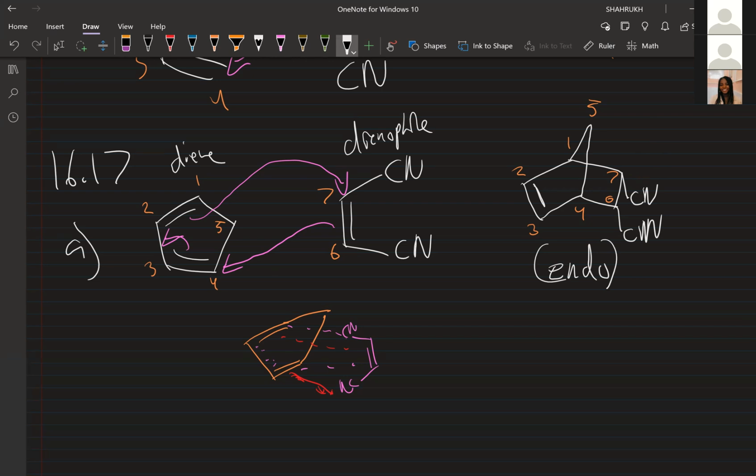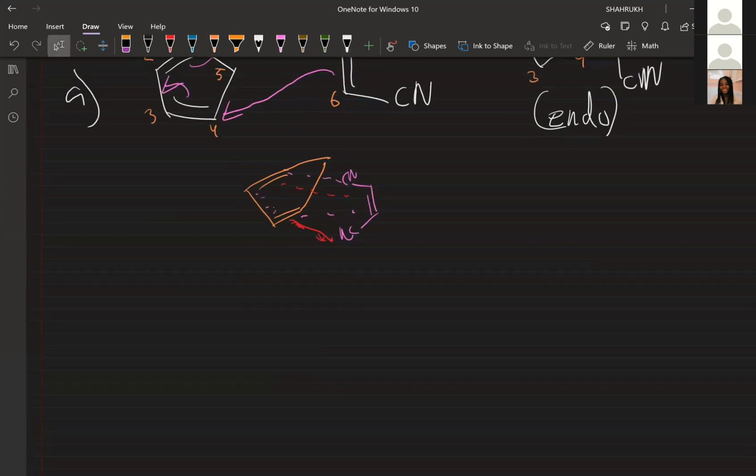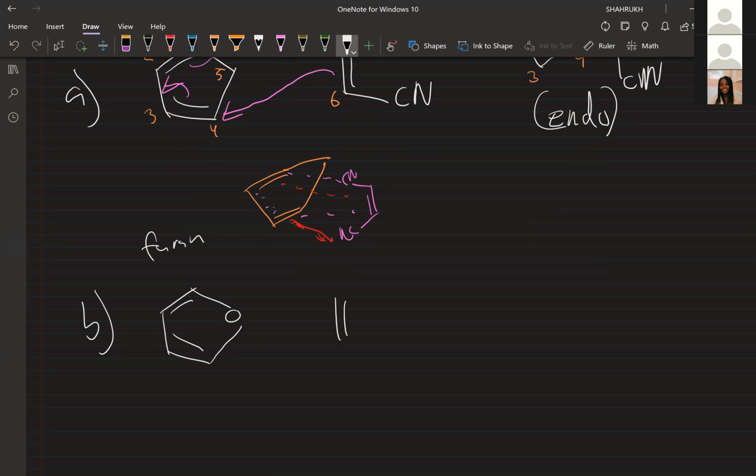Let's do another example. We'll do a few more. Someone has asked about the trans. That's the next question I was going to do. So this molecule here is called furan. If you don't know, we are now using a trans dienophile.